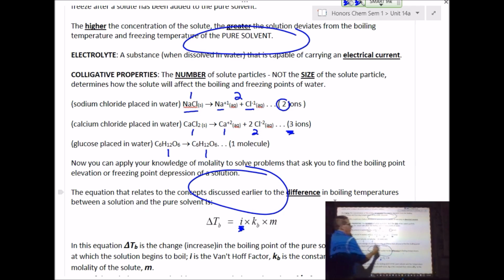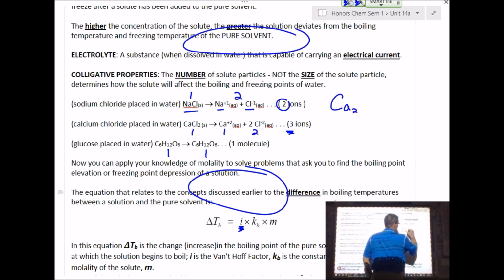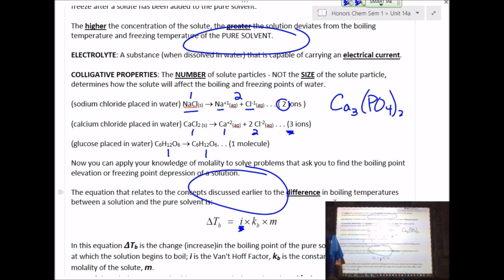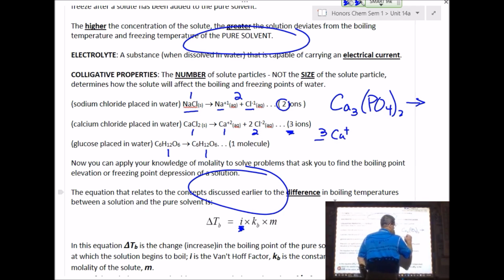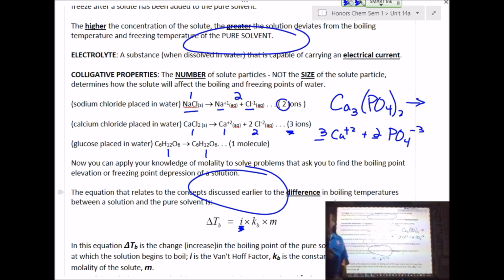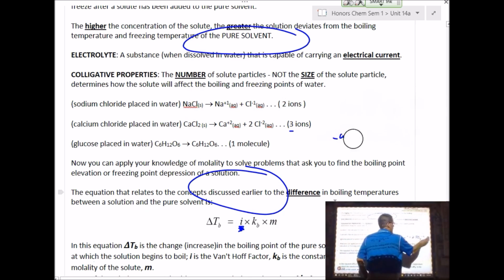3. If I gave you, say, calcium phosphate, and I asked you to tell me what the Van't Hoff factor is, you would say it is 5, because it'll break down into 3 calcium ions and 2 phosphate ions. So that was one reason why we did the net ionic equations, so you could get these breakdowns. In that case, the Van't Hoff factor would be 5. Sound pretty easy? That actually was the second half of the lecture, sadly.